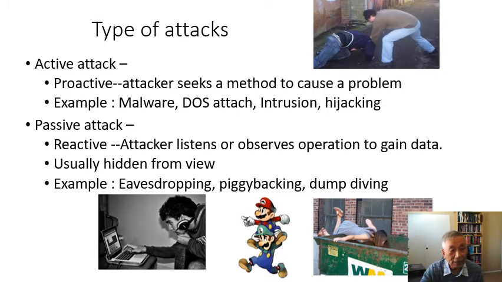So an active attack is a proactive one, where the attacker seeks a method to cause a problem. Without provocation, without my doing anything wrong, without any dealings with you, you come to me and try to intrude, steal something, or damage something. That is the kind of thug hitting you or beating you in the street. So the attacker seeks a method to cause a problem.